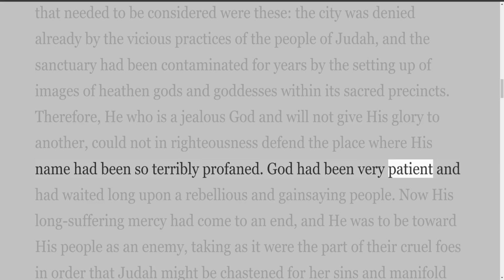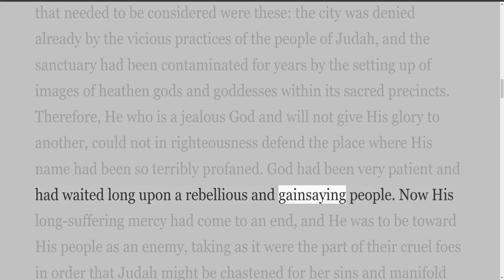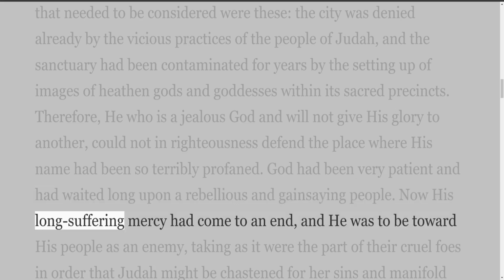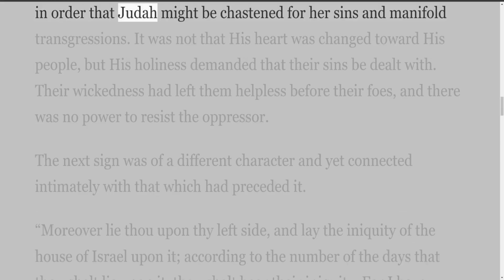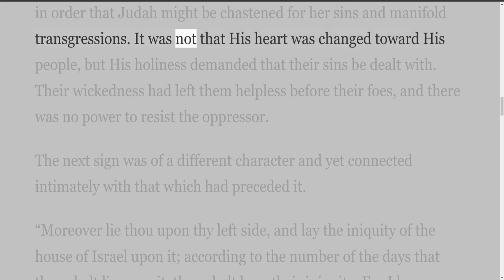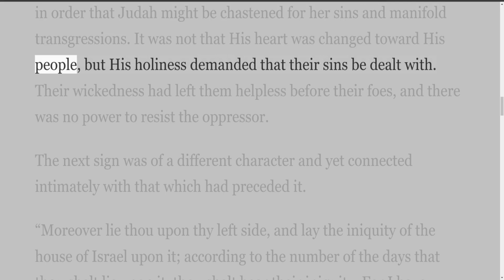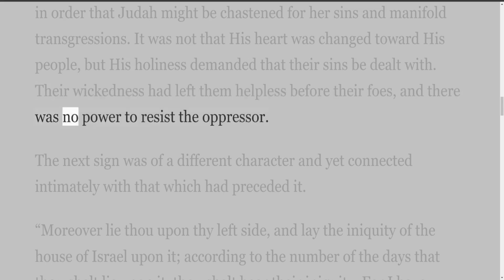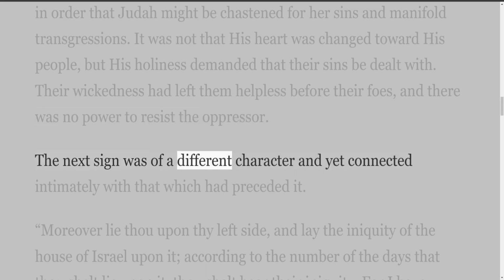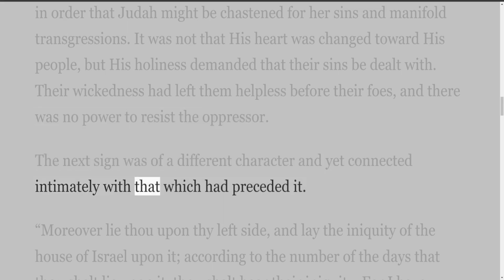God had been very patient and had waited long upon a rebellious and gainsaying people. Now his long-suffering mercy had come to an end, and he was to be toward his people as an enemy, taking as it were the part of their cruel foes in order that Judah might be chastened for her sins and manifold transgressions. It was not that his heart was changed toward his people, but his holiness demanded that their sins be dealt with. Their wickedness had left them helpless before their foes, and there was no power to resist the oppressor. The next sign was of a different character and yet connected intimately with that which had preceded it.